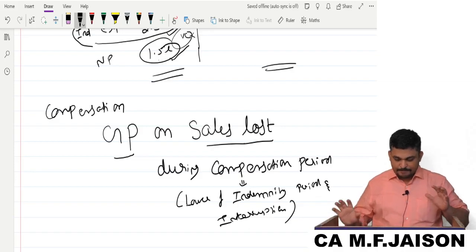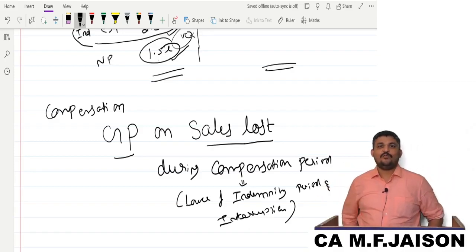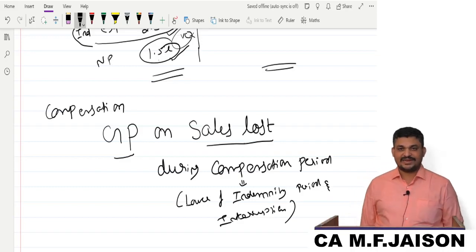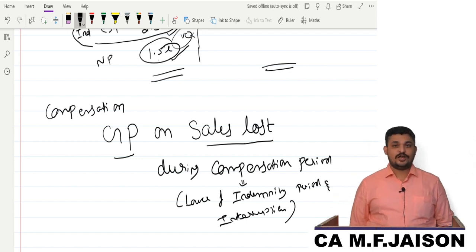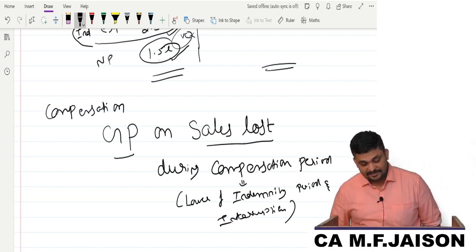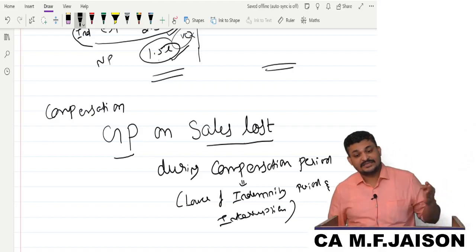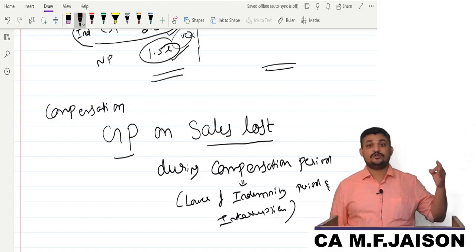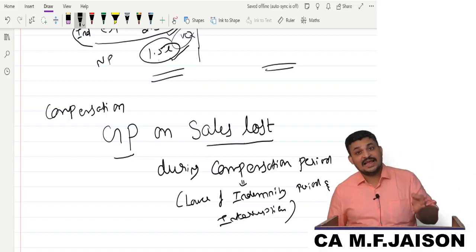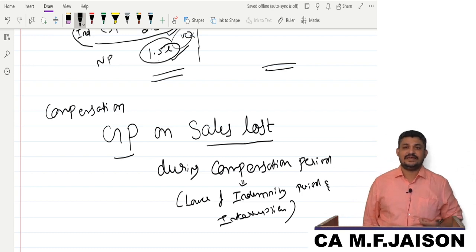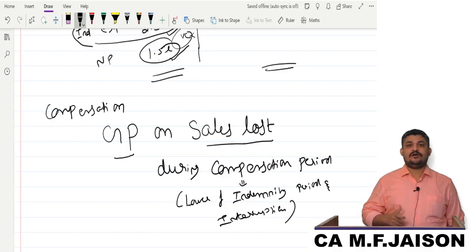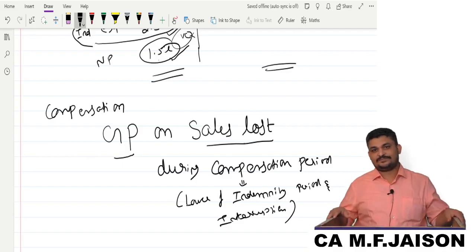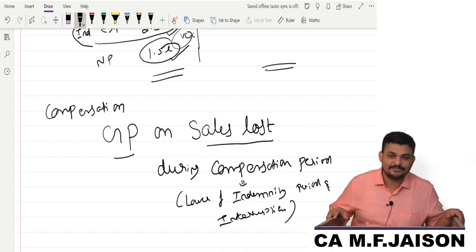So finally, a small shape we have created. What is the compensation? What is the claim? Claim is nothing but gross profit on sales lost during the compensation period. So once again, it is gross profit on sales loss during the compensation period. What is a compensation period? Compensation period is the indemnity period or the interruption period, whichever is less. That is how you should understand, correct?